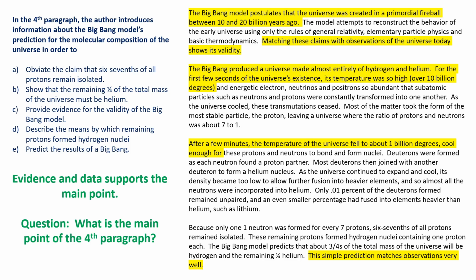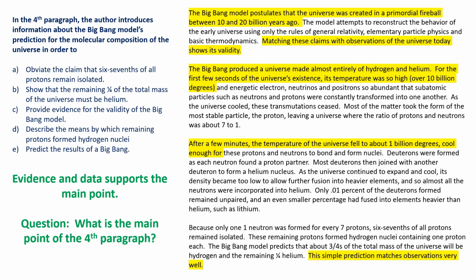Okay, well, what we're going to do is we're going to pick out what the main point of the fourth paragraph is, and we actually already wrote it down, and it's highlighted in yellow here. We have the simple prediction matches observations very well. And what does it mean when the predictions match observations? Well, it means that the Big Bang is valid. All right, so we need something about predictions matching observations, and the Big Bang being a valid theory. Let's see if we get it.